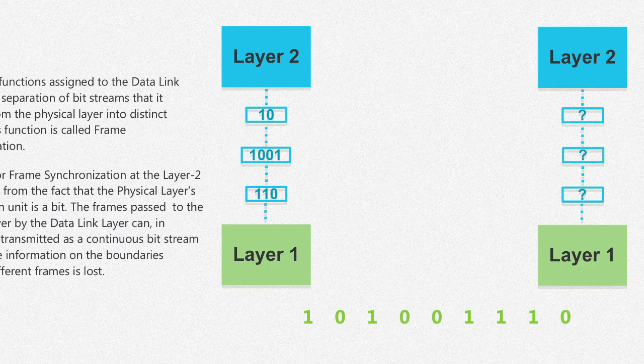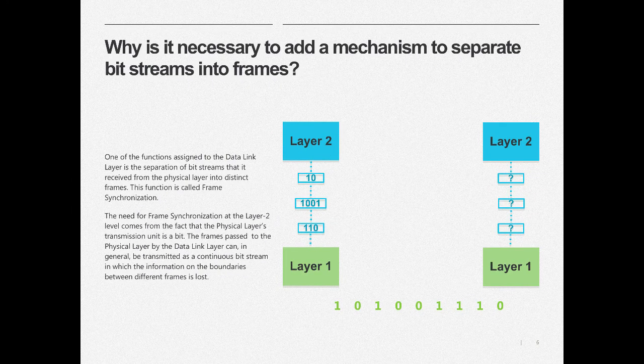So the layer 1 entity on the right will receive all of them and will not know how to separate them into the frames that were actually passed to layer 1 on the left system. Therefore, a technique needs to be devised to separate these bits back into the frames that are going to be passed to layer 2. Layer 2 is responsible for designing and applying the technique.